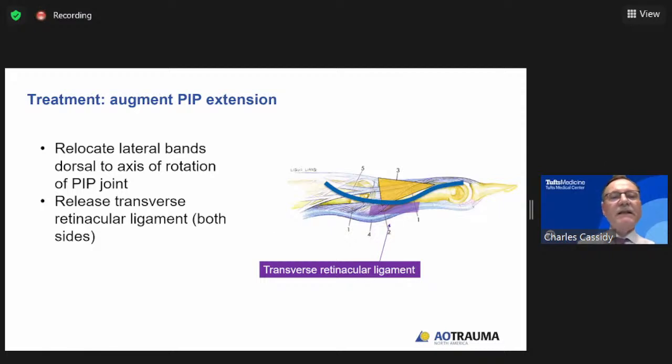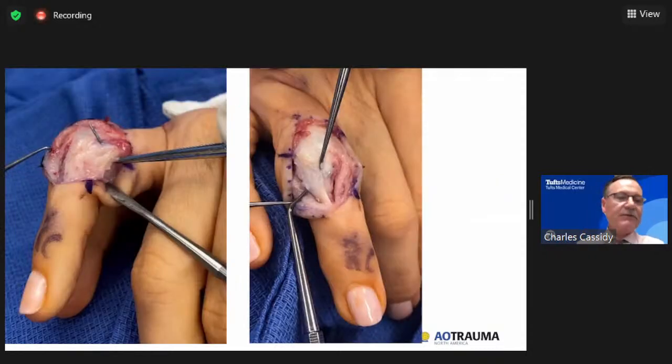All right, how about augmenting PIP extension? So as I mentioned, the lateral bands get stuck volar to the axis of rotation. And if you release the transverse retinacular ligament on both sides, it'll allow the lateral bands to migrate dorsally, right? Like an incision like that.